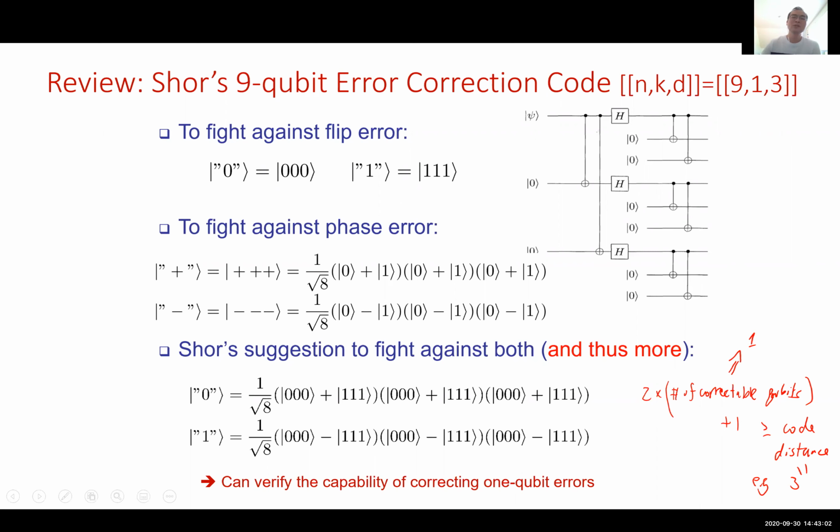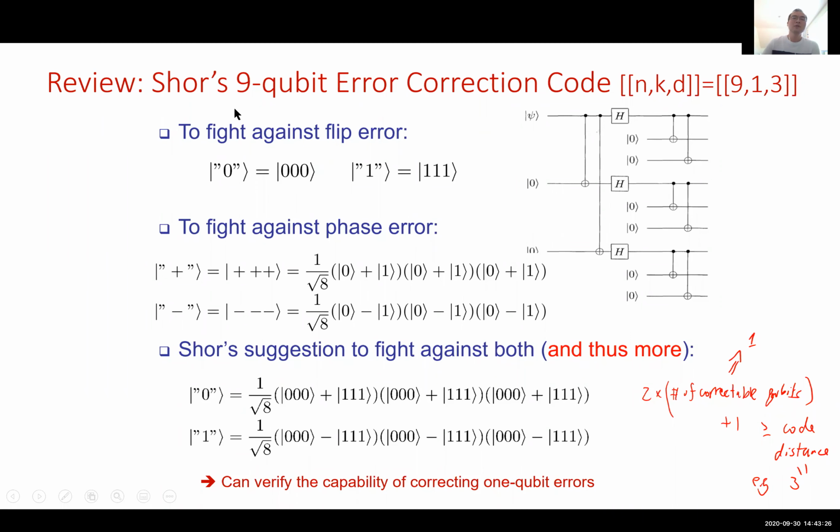What that means is if there is an error on any of the 9 qubits, then you can correct that. If you have 2 or more errors, then you cannot correct those errors. But we are assuming that 1-qubit errors occur with small probability.